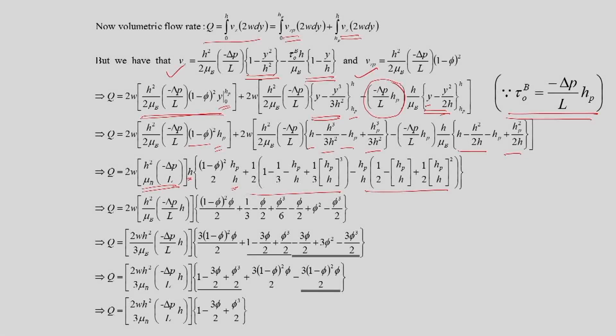So, when you simplify these equations further by writing h p by h is equals to pi, because pi is nothing but h p by h or tau naught b divided by tau w. So, when you substitute pi in place of h p by h and then simplify, then you get here. Now, from the next step, what you do? You take 1 by 3 also common. So, here in this first term you will get 3 into 1 minus pi whole square pi by 2, and then remaining terms are like this, right.